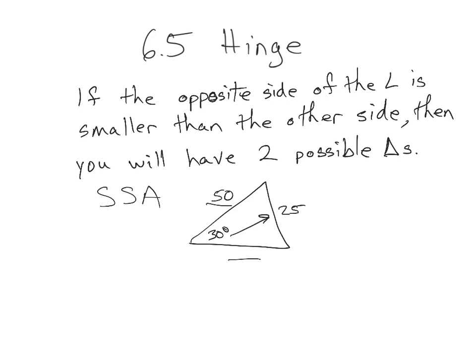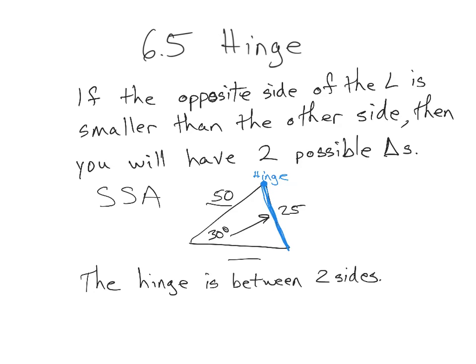If that's the case, okay, then you have two possible triangles, meaning this side right here, the smaller side, has a hinge point. The hinge is between the two sides. The two sides given, okay? What does a hinge do? It's in between two sides.